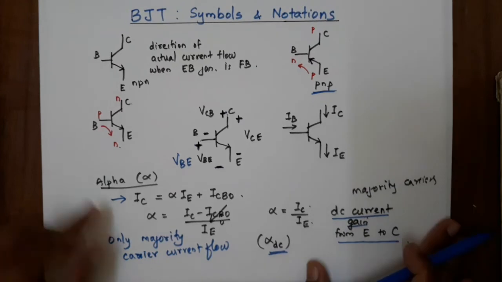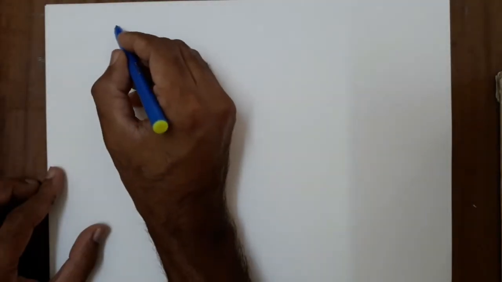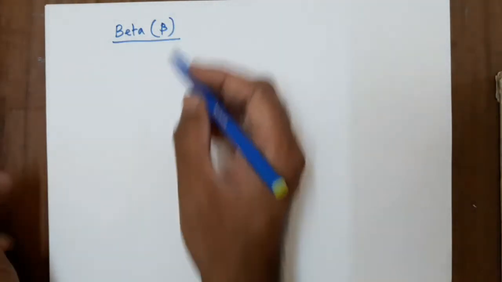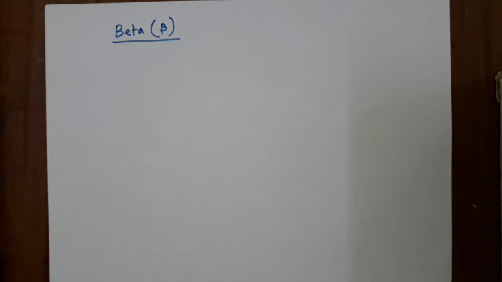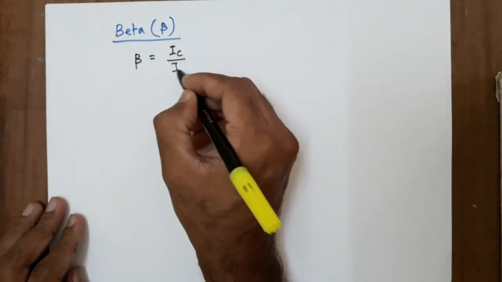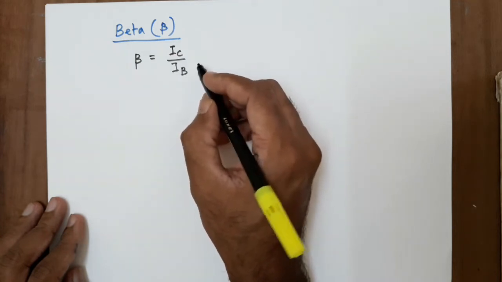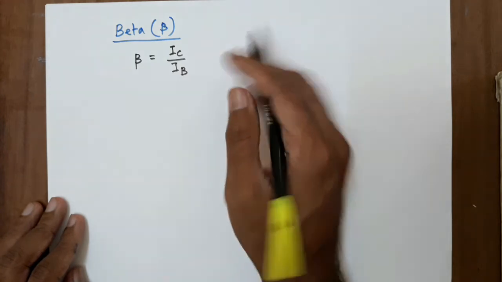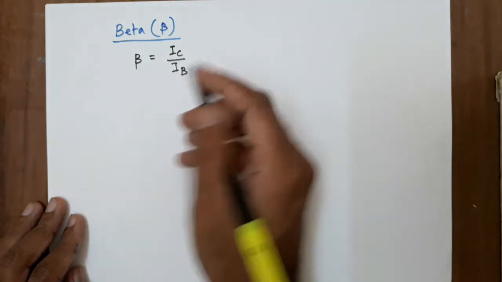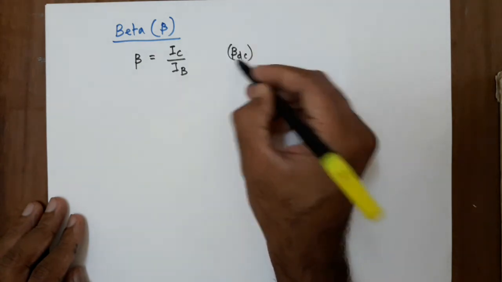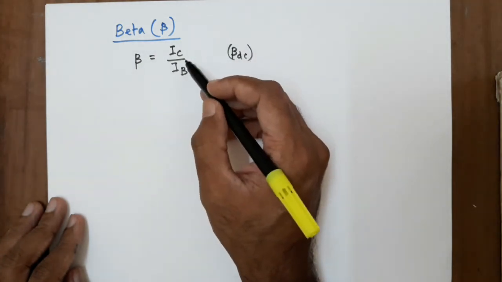Then there is one more parameter, that is beta. So we will see what is beta. Beta is defined as the ratio of DC collector current to DC base current considering only majority carrier current flow. Here also we are considering only the majority carriers. Some others will use the symbol beta DC, since these currents are DC values.